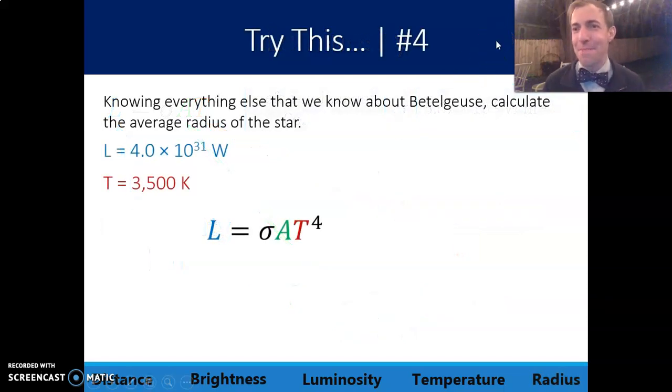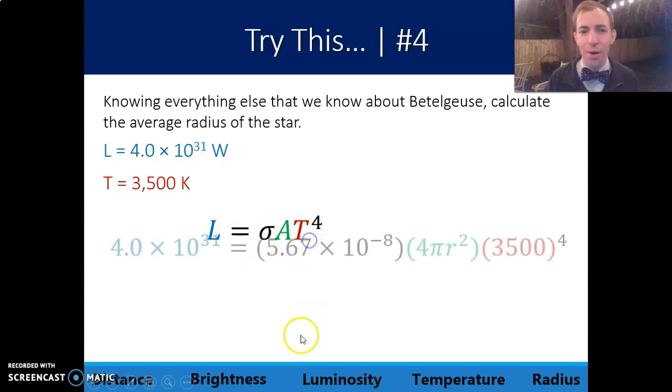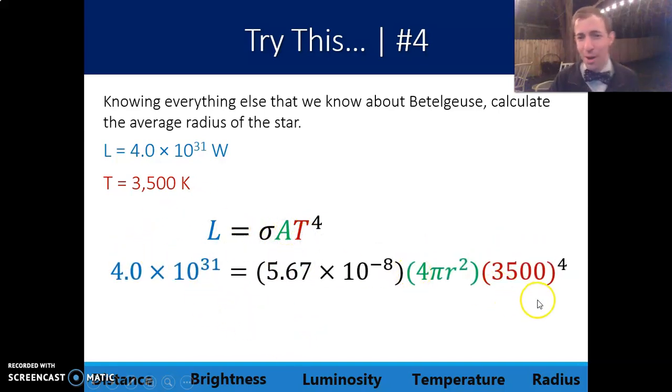So back to our Betelgeuse example. Now that we know all of these other things, we know the luminosity, we know the temperature, we know the brightness and the distance as well, we can calculate the average radius. And you'll see in this equation that we know L and we know T, we know sigma because it's a constant, we don't know A. So we're going to plug in what we know and then just expand out for A.